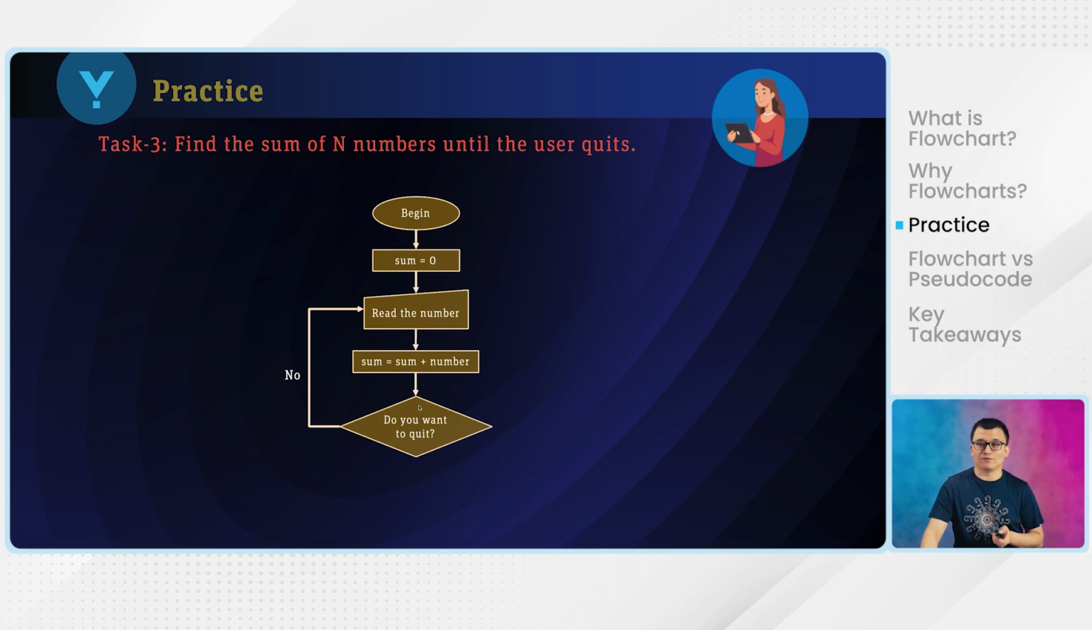And then we have this diamond, which is for the decision. If the answer is no, if the user is not going to quit, that means we go back to this step, which is reading the number. But if the user entered answer is yes, then we just print the sum at the end, okay? So this is the flowchart of this third task.